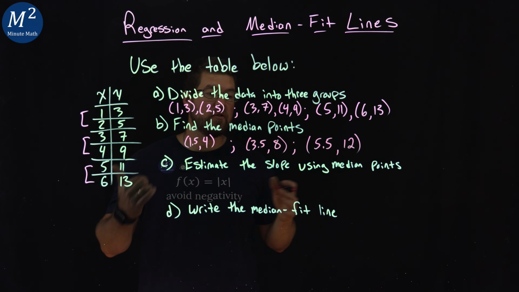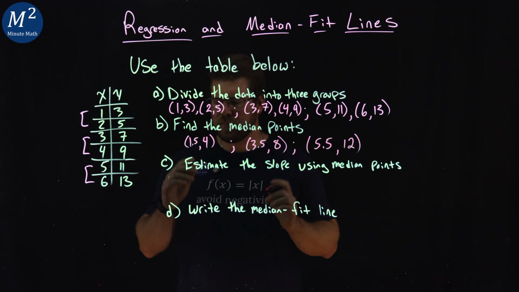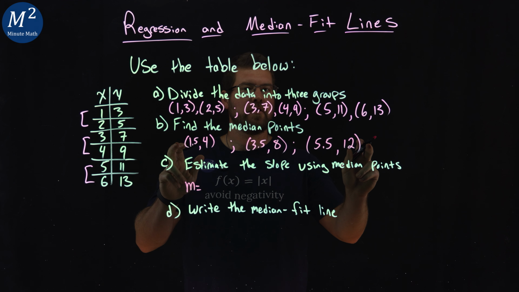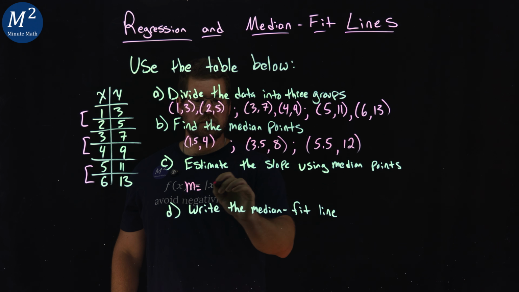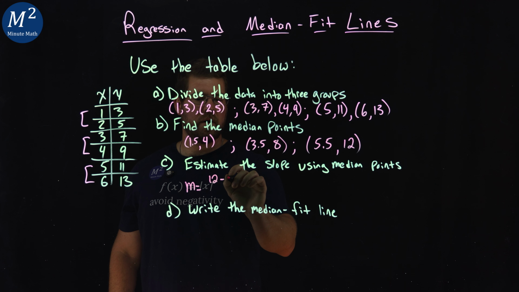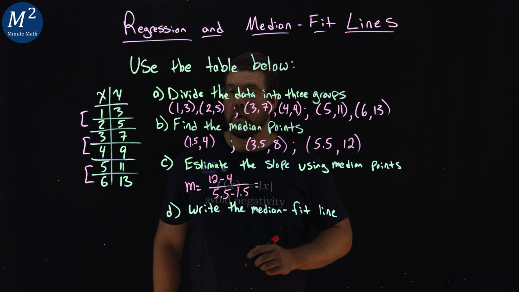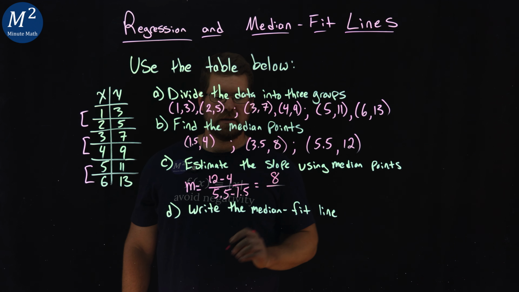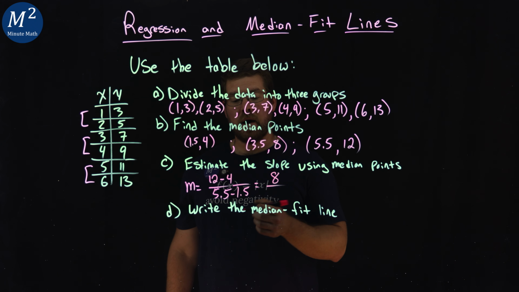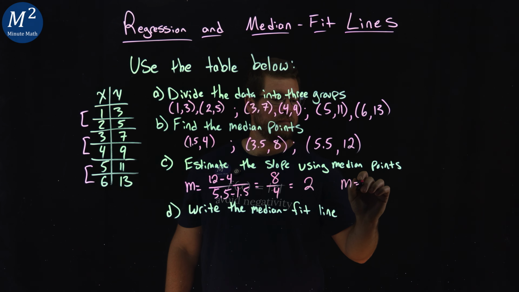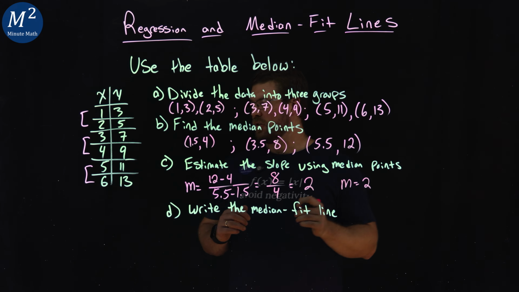So now we want to estimate the slope using the median points here. So our slope, y2 minus y1 over x2 minus x1. Let's use our first and last points here. So y2 is a 12 minus y1, which is 4, over x2 of 5.5 minus x1, 1.5. Well, 12 minus 4 is an 8, and 5.5 minus 1.5 is a 4, and so we got a slope of 2. So our slope here is 2.